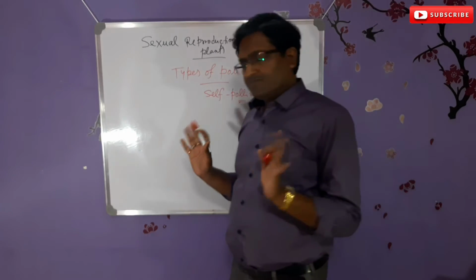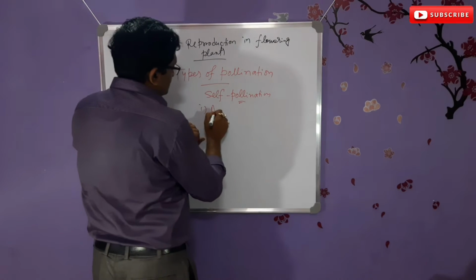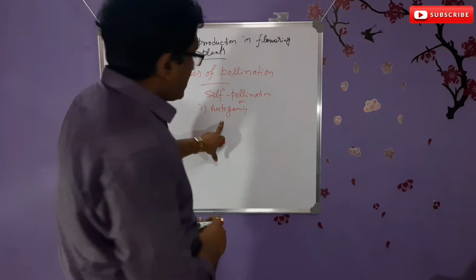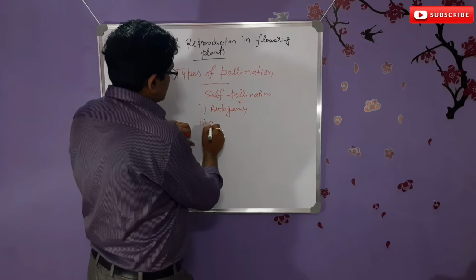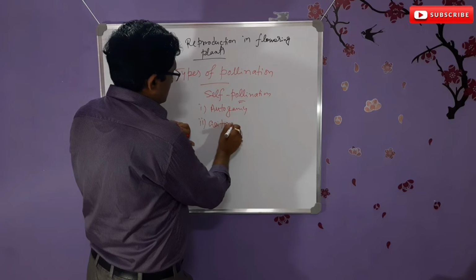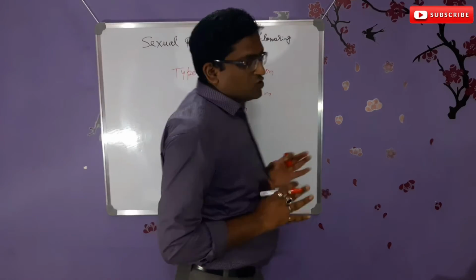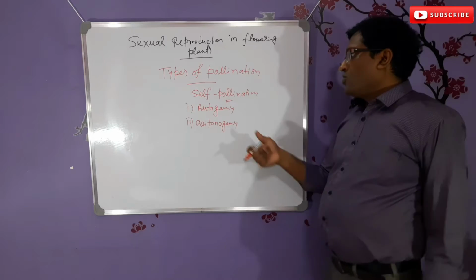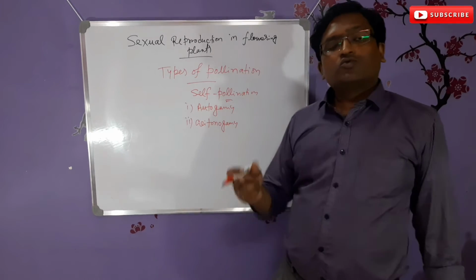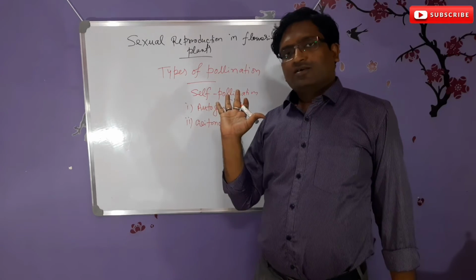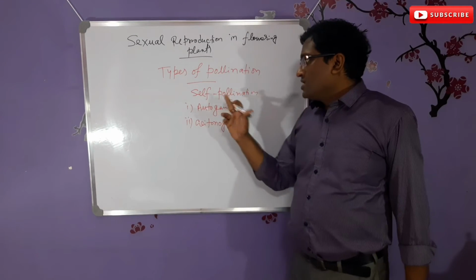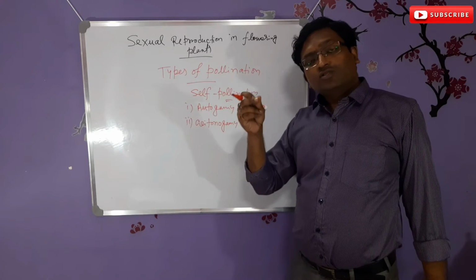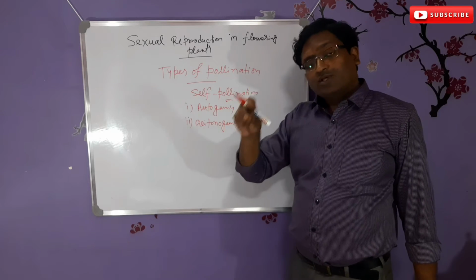It is of two types. Number one is autogamy, and number two is geitonogamy. Now autogamy means pollination occurs within the same flower of the same plant. I first told you that self-pollination means pollination occurs within the same plant, but autogamy means pollination occurs within the same flower of the same plant.